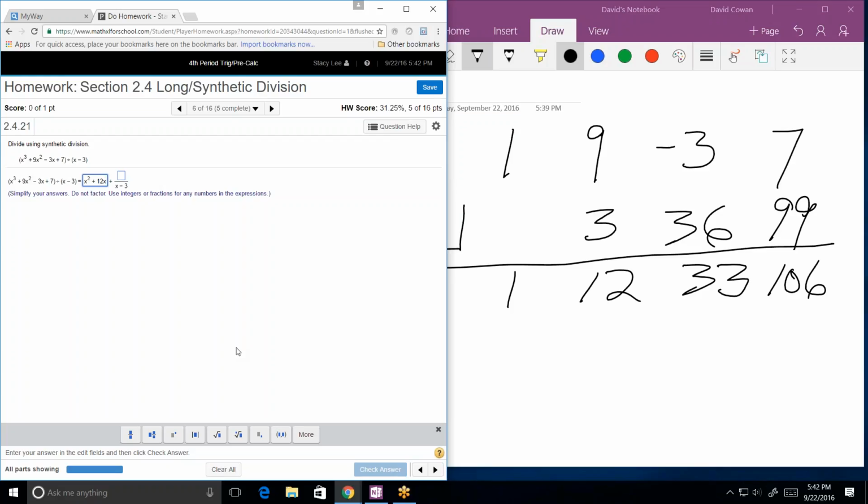You get 33. You multiply 3 times 12, you get 36. Add it to minus 3, you get 33. Multiply 3 times 33, you get 99 as the last step. Add it to 7, you get a remainder of 106. Make sure you do it before I put it in here. Make sure you verify that that's correct.